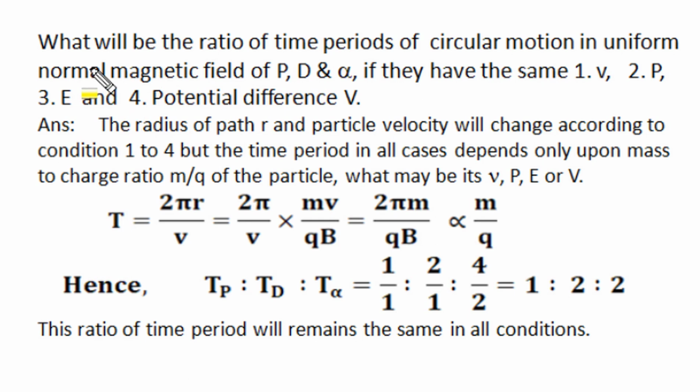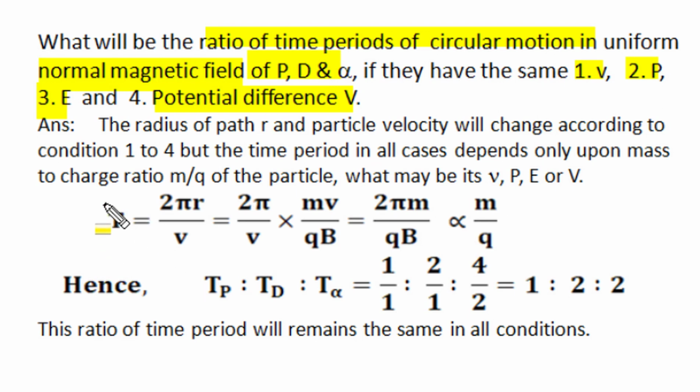We have to find the ratio of time periods of circular motion in a uniform normal magnetic field for proton, deuteron, and alpha. This question is to be done for 4 different conditions. All 3 particles have the same velocity, or in the second case the same linear momentum, or in the third case the same kinetic energy, or in the fourth case all 3 particles are accelerated by the same potential difference, and after acceleration through that potential difference they enter a normal uniform magnetic field to perform circular motion. So in all 4 conditions we have to find the ratio of time period of proton, deuteron, and alpha.